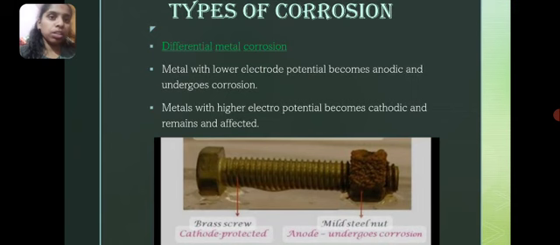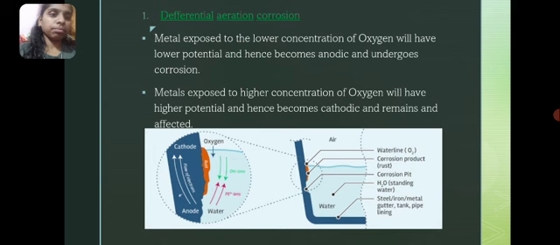Types of corrosion. Differential metal corrosion. Metal with lower electrode potential becomes anodic and undergoes corrosion. Metal with higher electrode potential becomes cathodic and remains unaffected.